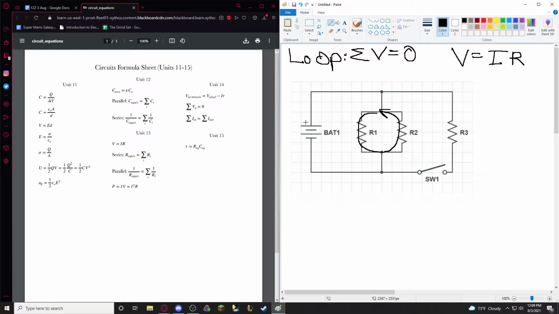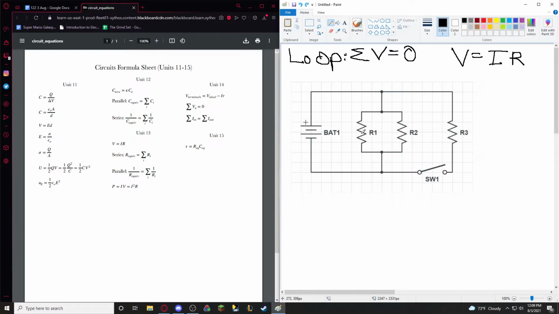Well, the only thing is, one's going one direction, the other one's going the opposite. So I would think it would be a negative IR plus a positive IR. It would just cancel each other out. So what direction is the current traveling for both of these?